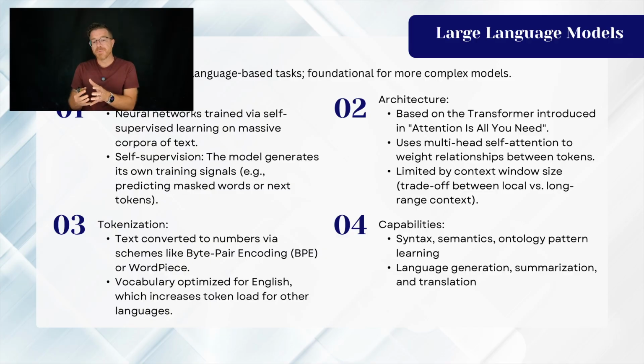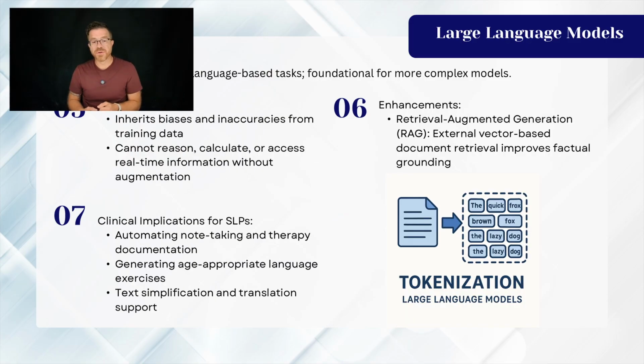Some of the capabilities that these models have are focusing on syntax, semantics, and ontology pattern learning, and it will focus specifically on language generation, summarization, and translation. The limitations of a large language model are that it inherits biases and inaccuracies from its training data. Remember how I told you it brings in all that corpora, all that text to train the models? Well, this is going to inherently bring in any biases based on that data. And also, these models specifically cannot reason, calculate, or access real-time information without some sort of augmentation.